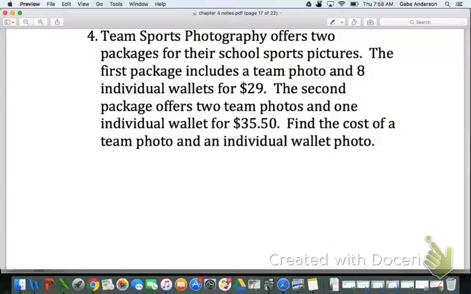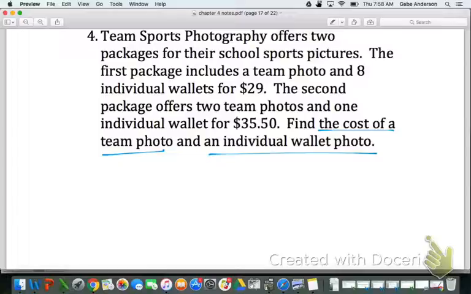Maybe what those variables might stand for. Yeah, so it says find the cost of a team photo and the cost of an individual wallet photo. So I think if we're going to set up our variables, maybe like X and Y, it really needs to be the price of each photo. Does that make sense? Okay, so let's all do the same way just so that we can all kind of agree, or at least our steps will kind of look the same.